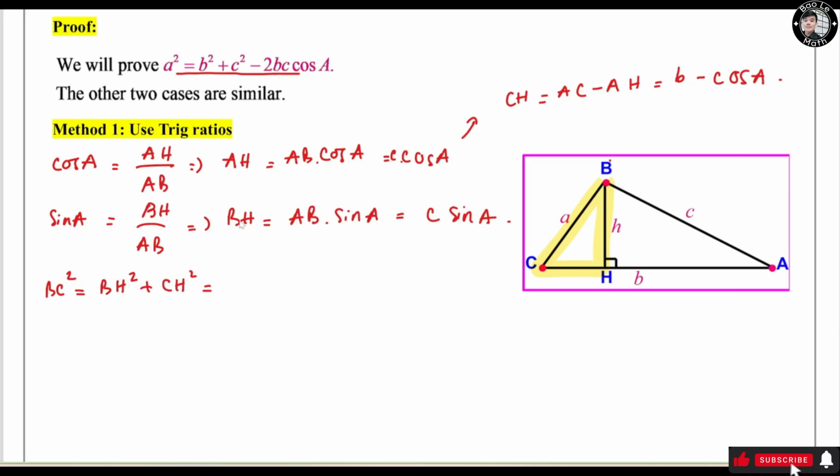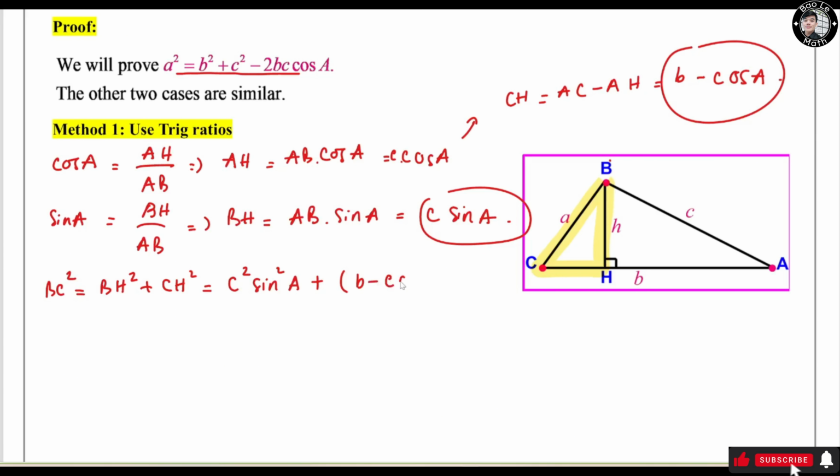So BH squared is going to be this one squared, so it is c squared sine squared of A, plus CH squared, which is this guy squared. It's going to be b minus c cosine A all together squared. Now we're going to use the completing the square formula to expand this one. Remember we have x minus y all together squared equals x squared minus 2 times x times y plus y squared. x in this situation is b, y in this situation is cosine A times c.